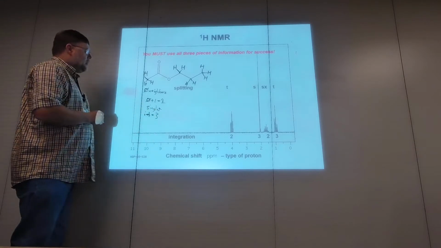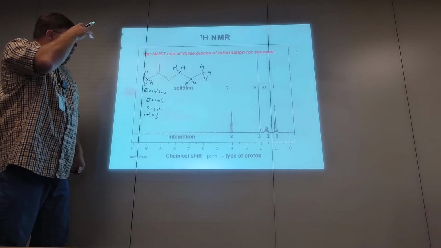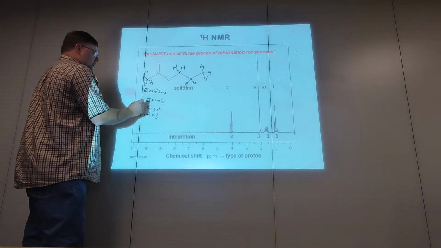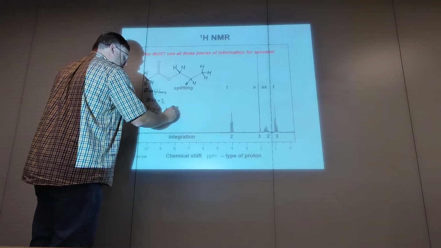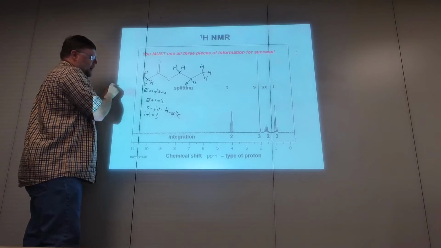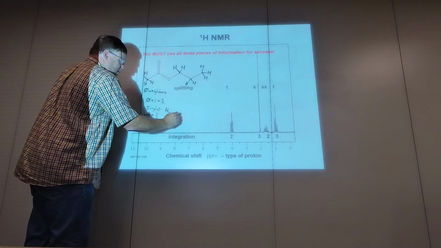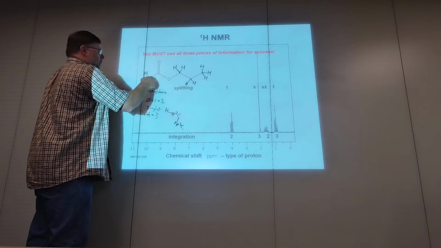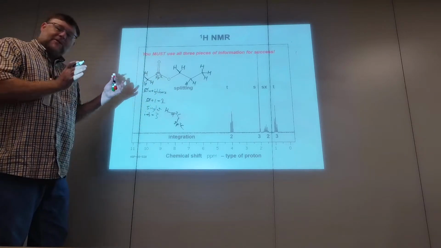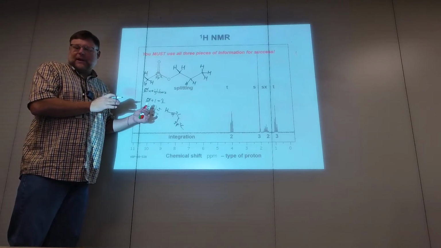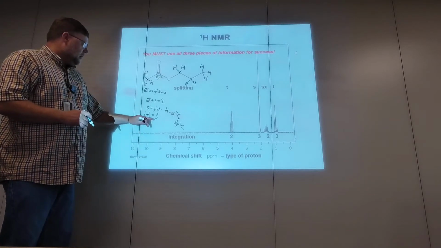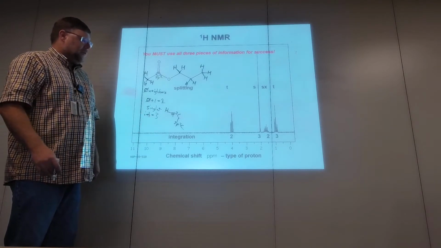So a singlet that integrates for 3, and now, what kind of chemical shift does it have? It's a proton on an sp3 carbon, right? This proton is tetrahedral. It's got 4 single bonds, so it's sp3 hybridized. That sp3 carbon is bonded to an sp2 carbon, right? This one is sp2. You'd expect, based on the chemical shift regime I gave you guys, that it would be somewhere between 2 and 3. So we're looking for a singlet with 3 hydrogens between 2 and 3.